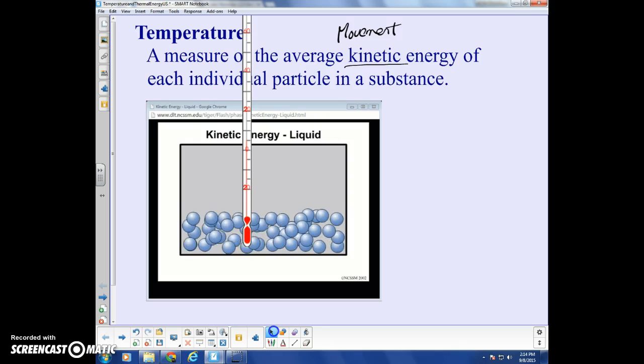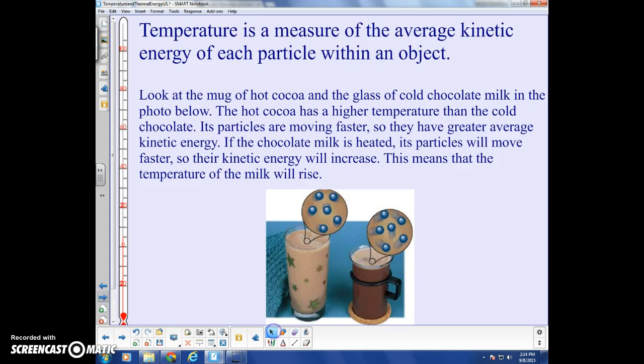So what we think of as temperature, or what we think of as heat, is really just particle motion. The faster something moves, the hotter it is, the more temperature it can transfer to the thermometer. The faster the particles are moving, the faster the thermometer gets hit by all those particles, and the higher the temperature reading of the thermometer. Since it's a measure of the average kinetic energy of each particle within an object, you can also think about this in terms of the differences between hot and cold.